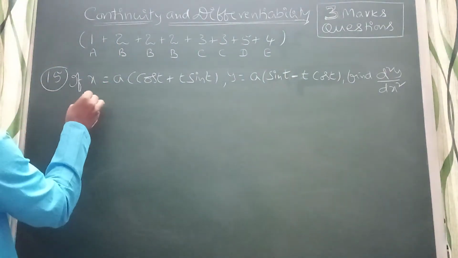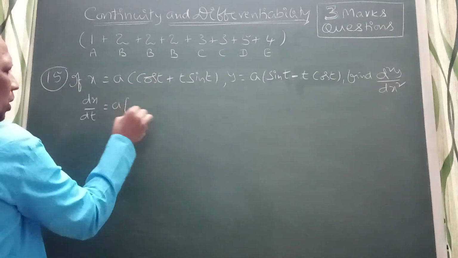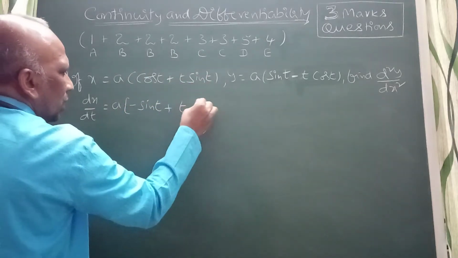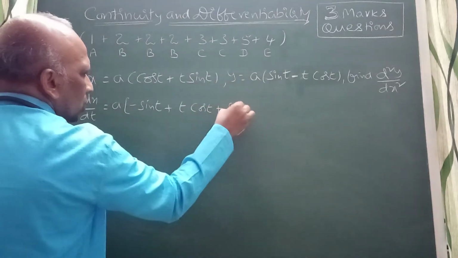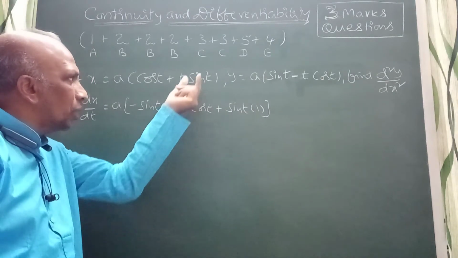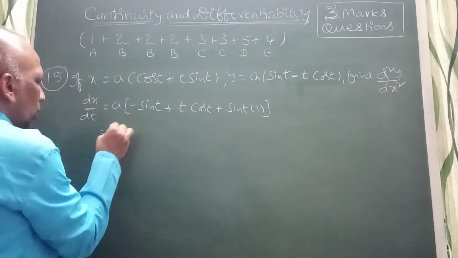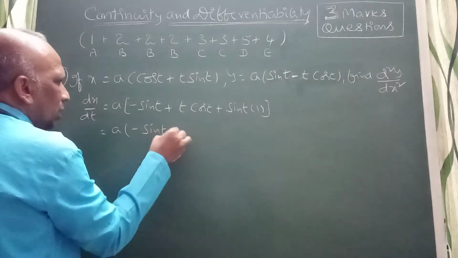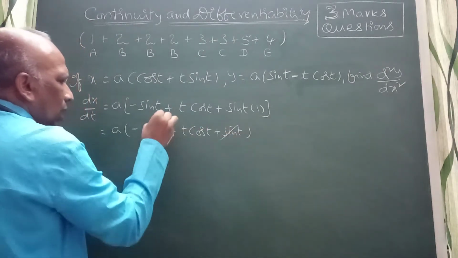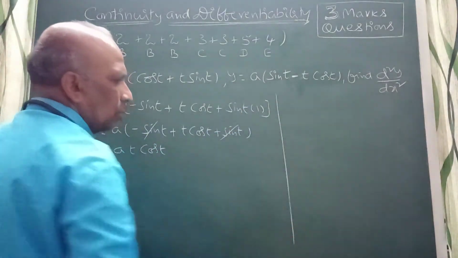If you find dx by dt, you take x is equal to this. dx by dt is a into derivative of cos t plus t sin t, using the product rule: t into derivative of sin t, which is cos t, plus sin t into derivative of t, which is 1, right? This will become a into minus sin t plus t cos t plus sin t. So this one gets cancelled. You will get a t cos t. Observe this problem, a t cos t.